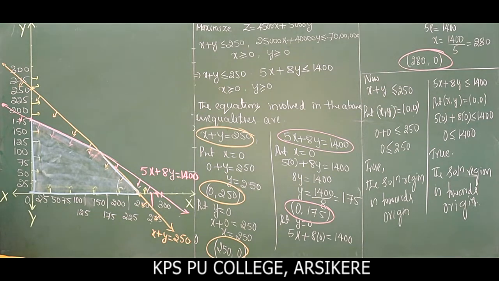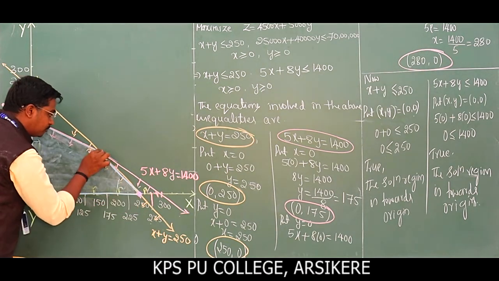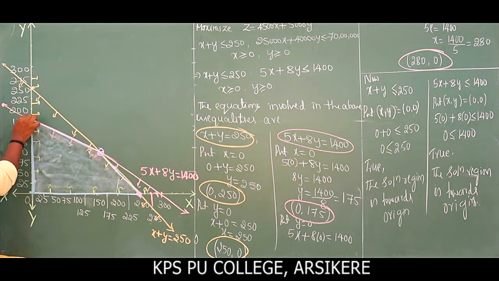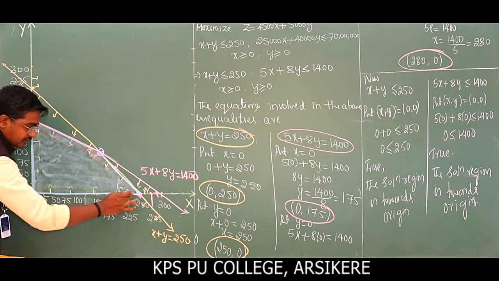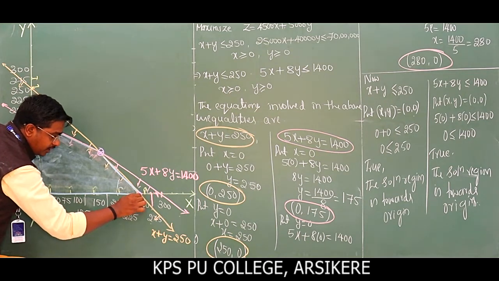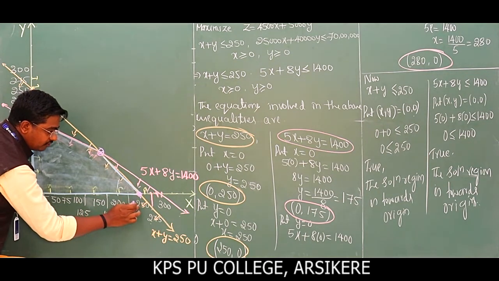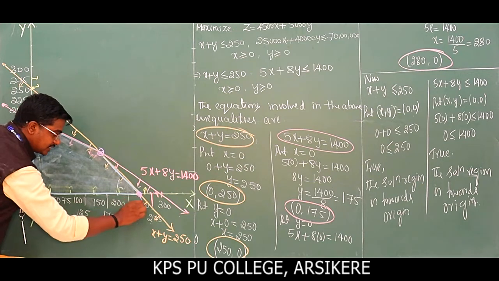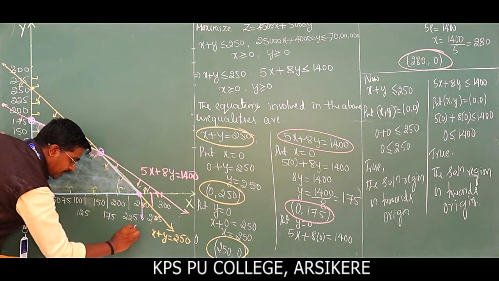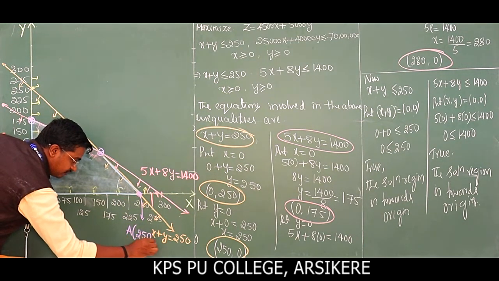Okay. After obtaining the feasible region, what is the next step? The next step is very simple. We need to find the corner points. So here we have one corner point, here another point, this is the third point, and here another point. The first point is (250, 0). We'll call it A, (250, 0).